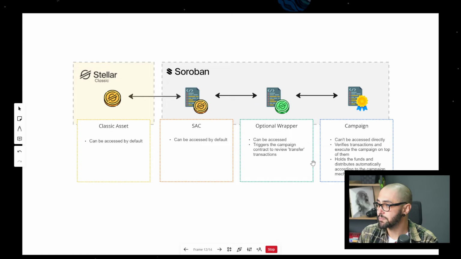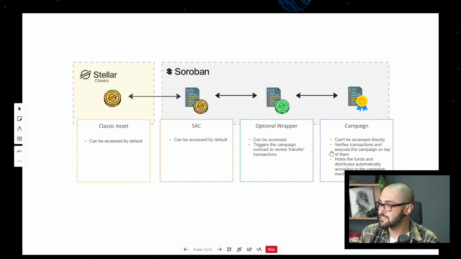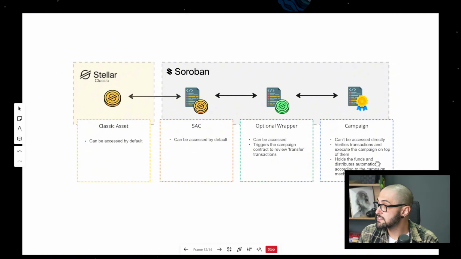The campaign contract cannot be accessed directly in the same way as the other use cases, so we don't want people messing with the rules or generating fake transactions. We want to verify the transactions and execute the campaign on top of those. So we don't want to restrict the transactions, we don't want to make them fail. We just want to ensure that whoever is participating in the campaign is going to get some additional points and cashback. And in the end, it's going to hold the funds. We are going to fund it with some tokens, and whenever someone meets the threshold, they're going to get the prize. So let's have a look at how this looks.